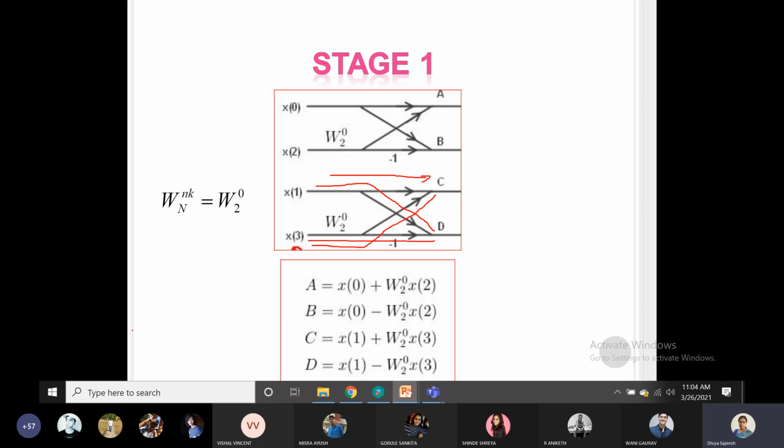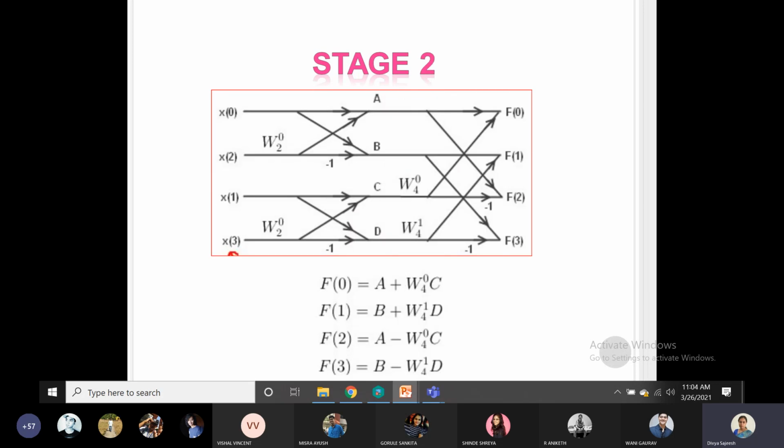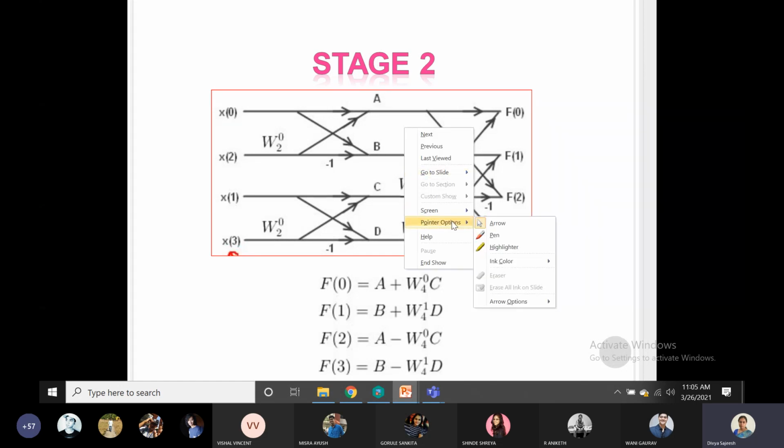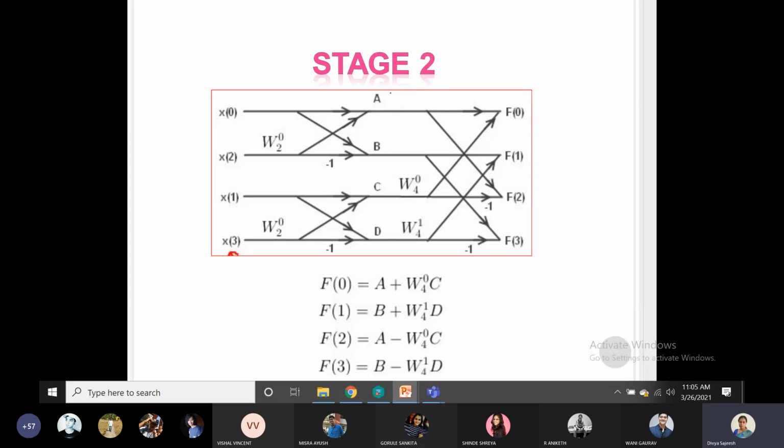Now let us move to the second stage. In stage 2, what we do is the output of the first stage will be given to the second stage. That means the output of the first stage will be taken as the input of the second stage. So you have already calculated the first stage outputs, which are capital A, B, and C and D. So these are the outputs of the first stage using two butterfly diagrams.